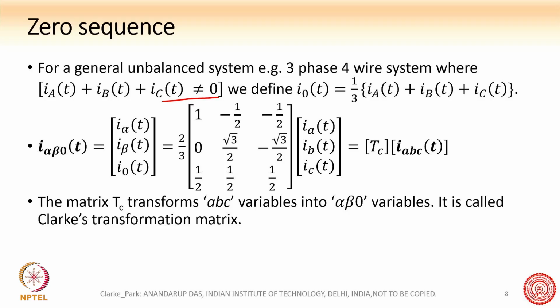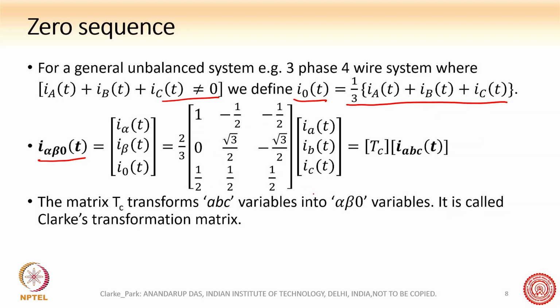Then we define I0, the zero axis component of the current, which is given by 1/3 (IA plus IB plus IC) by definition. So I0 is defined as 1/3 of the sum of the three quantities. In a balanced case, this is equal to 0, but in an unbalanced case, this is not equal to 0.